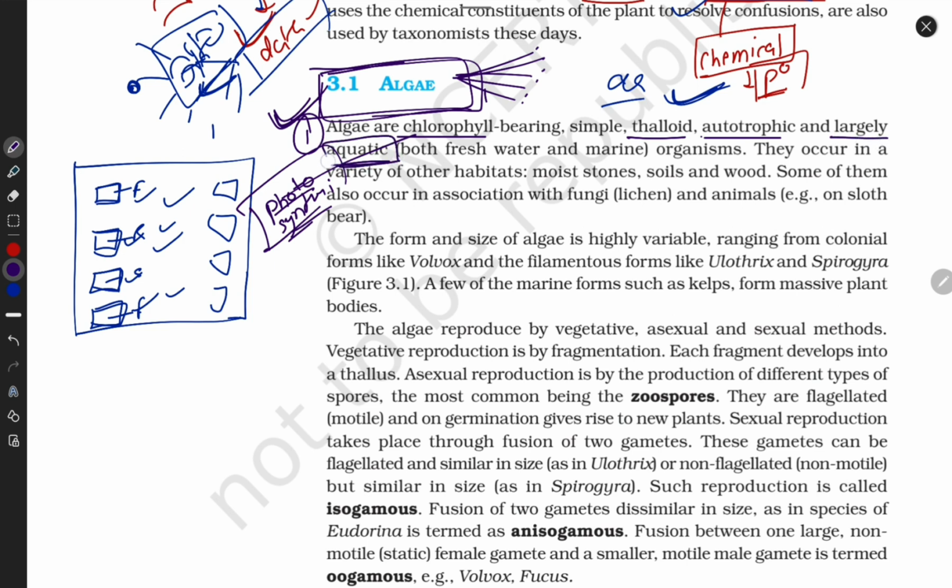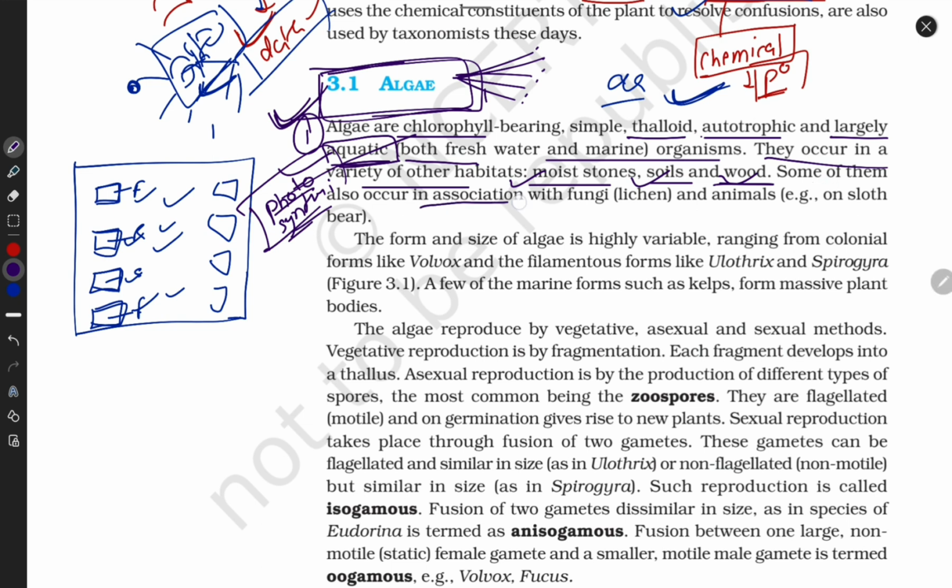Largely aquatic, guys. They live in both freshwater as well as marine water. They occur in a variety of other habitats also, meaning it is not compulsory that they live in an aquatic medium. They can live in moist stone, soil and also wood. So these are their first two properties, and you can easily make points.